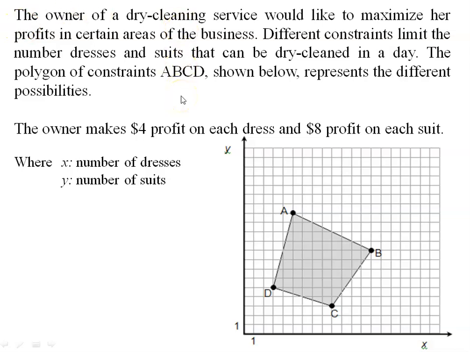It says the owner of a dry cleaning service would like to maximize her profits. Different constraints limit the number of dresses and the number of suits that can be dry cleaned in a day. The polygon of constraints ABCD represents the different possibilities. The owner makes $4 profit on each dress and $8 profit on each suit.